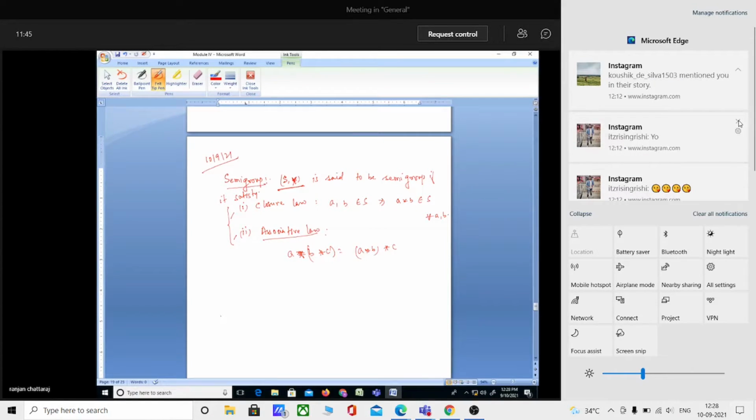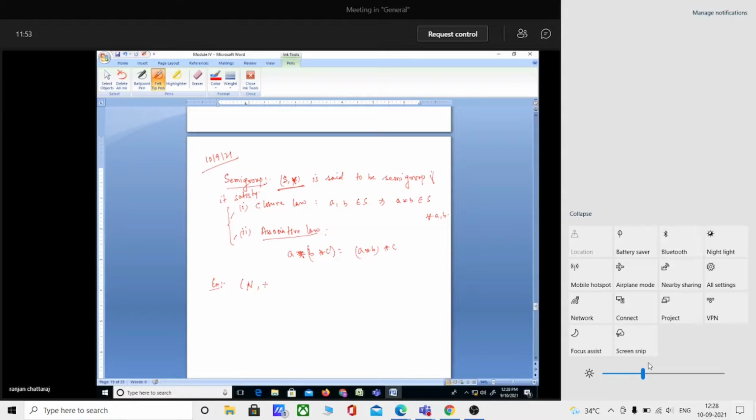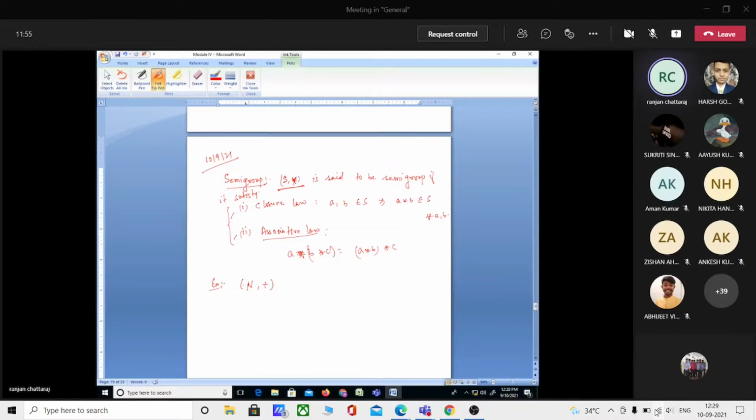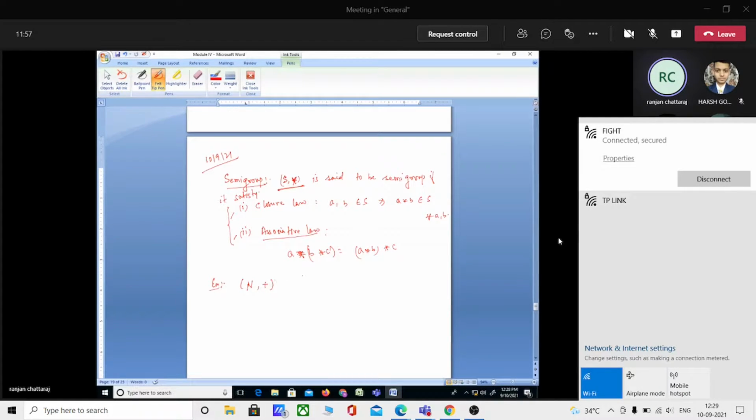For example, the left cancellation law holds. Suppose now the set of natural numbers and simple addition. You can try: is it a semigroup? Just tell me. This is question number one.